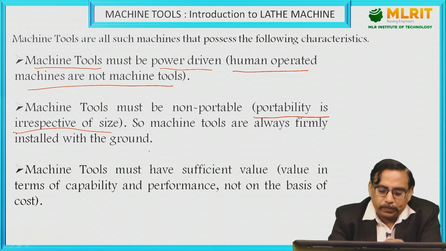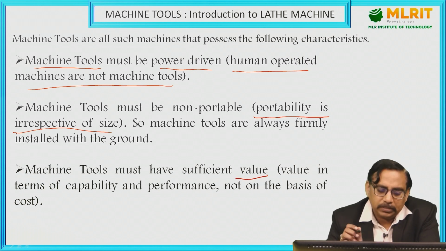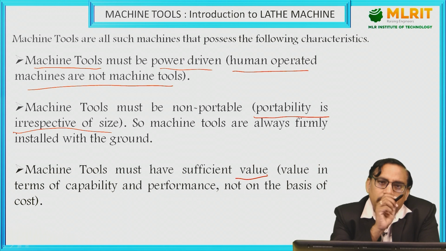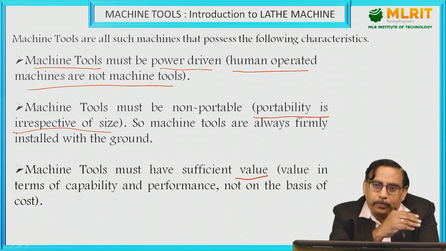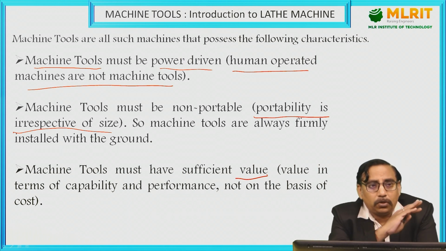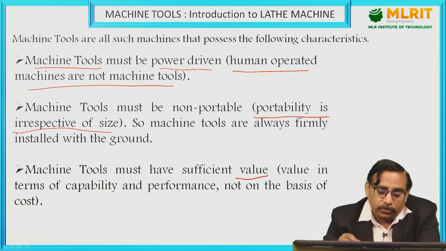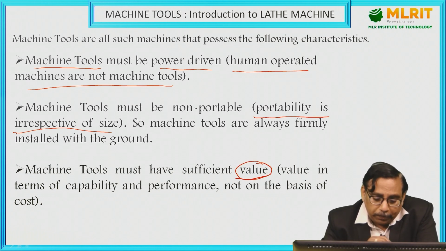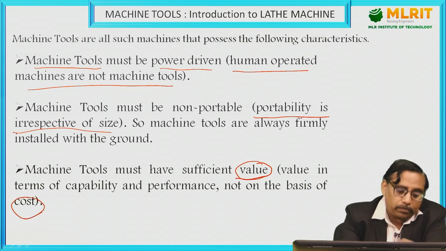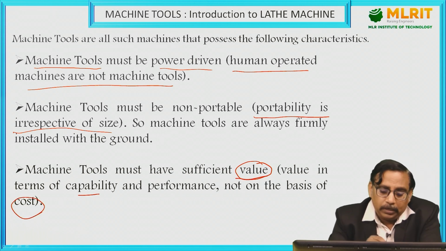Machine tools must have sufficient value. The value depends upon the capability and the performance of a machine and not on the basis of the cost. So, value doesn't depend upon the cost here. Value depends upon the capability and performance.